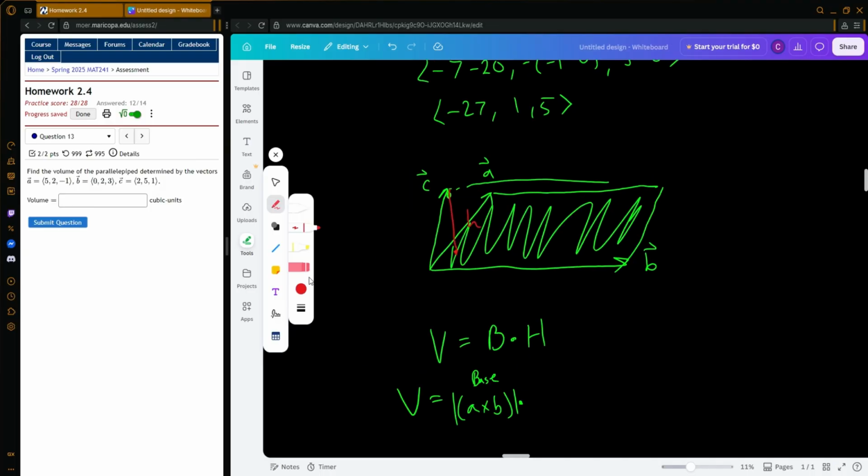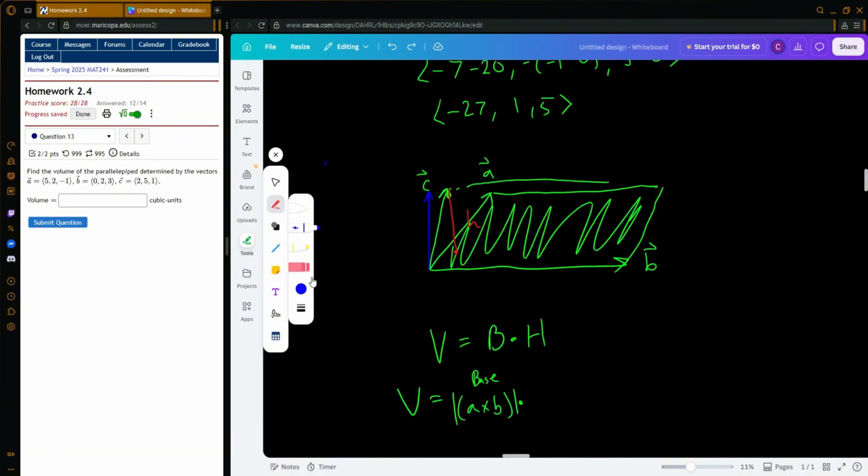So to get the height, we're going to take our cross product vector here, the cross product of A and B, which is an orthogonal vector going straight up. And if we project C onto this vector, then that's going to give us our height. If we think about shining a flashlight this way, the projection of this vector C onto our blue vector is going to be the exact height.